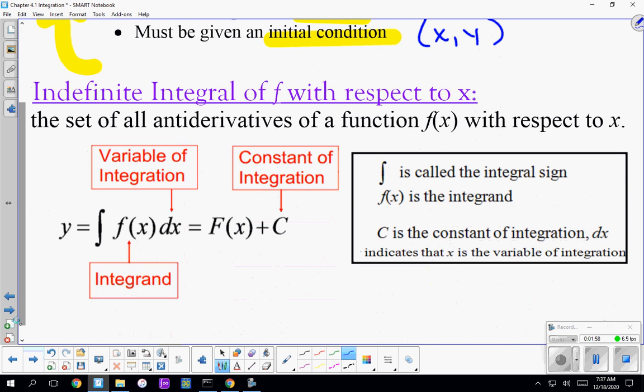So again, indefinite is the set of all of them. This is kind of what it looks like. This guy is my integral symbol. We call this function the integrand. This tells me what variable is in the problem. Again, that's very important because we are going to be changing that. And sometimes we're going to have two variables in the problem. And then this guy's called your constant of integration.